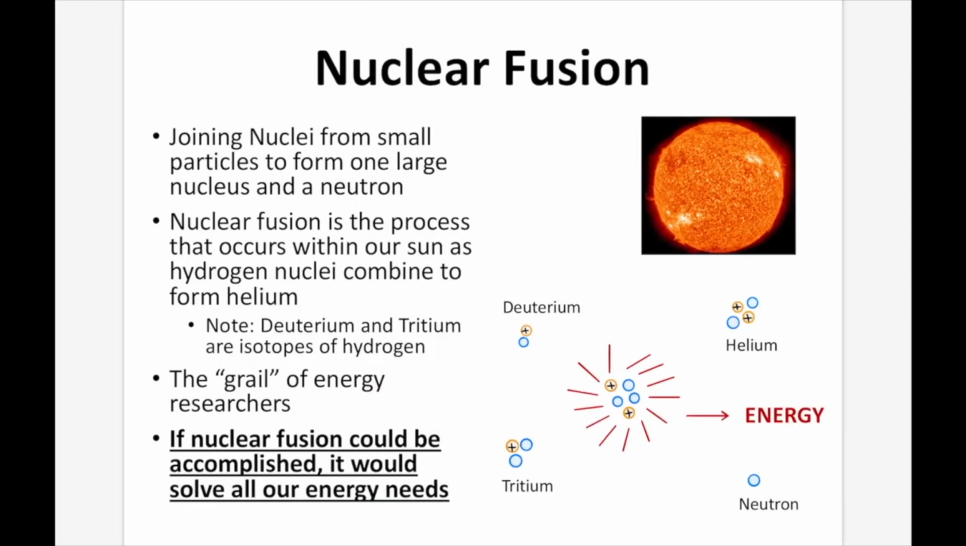Nuclear fusion. Joining nuclei from small particles to form one large nucleus and a neutron. Nuclear fusion is a process that occurs within our sun as hydrogen nuclei combine to form helium, and this would be our ultimate source for energy production. If nuclear fusion could be harnessed, it would be able to solve all our energy needs because it just produces so much energy. So you can see what happens here.